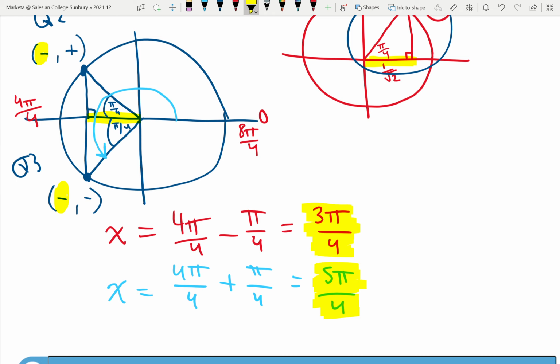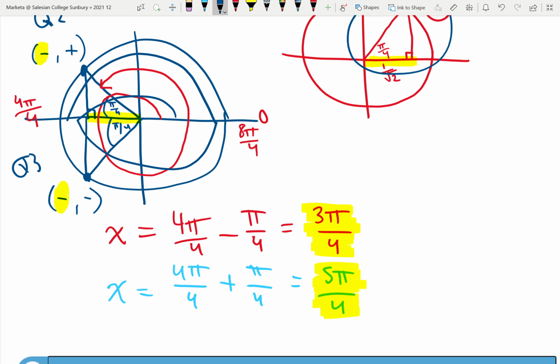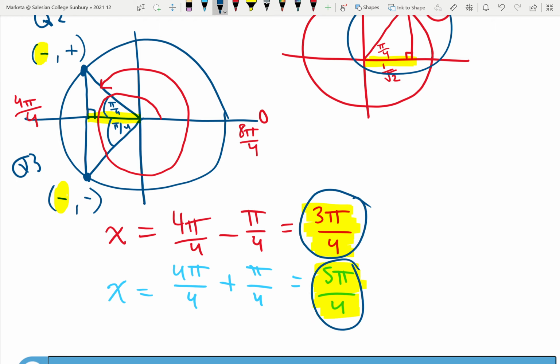Do we have another angle? Let's have a look. I could go around the circle forever. The circle never ends. So I would go, I've already done that one, I've already done that one. Let's keep going round all the way up to here. So this would be 4 pi on 4, 8 pi on 4, 12 pi on 4 minus pi on 4. It gives me 11 pi on 4. And we can see that that is too big. 11 pi on 4 is bigger than 2 pi. So actually our only solutions are 3 pi on 4 and 5 pi on 4 for this one here.